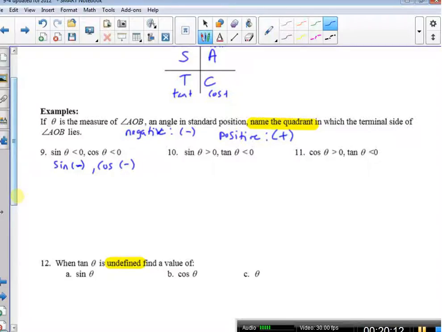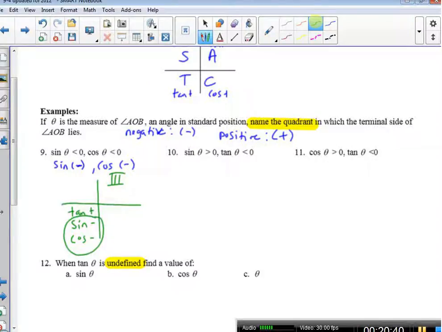Well, that means if tan's positive in quadrant 3, then sine is negative and cosine's negative. So we are in quadrant 3. And I also think of it as x and y coordinates. The x coordinate and y coordinate are both negative. You'd have to be in quadrant 3.